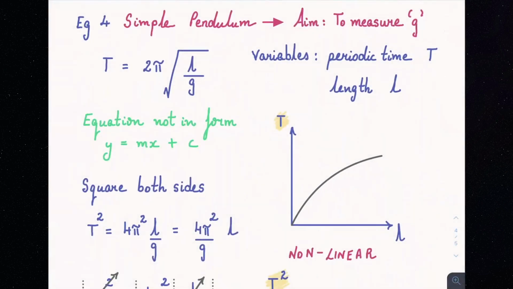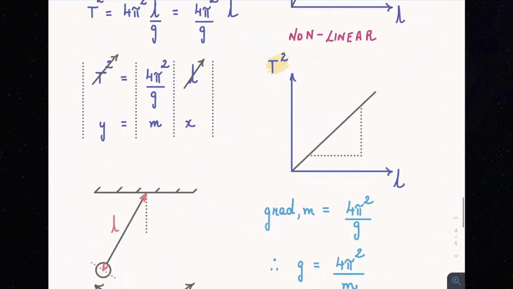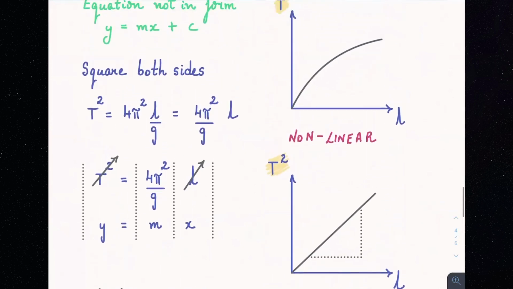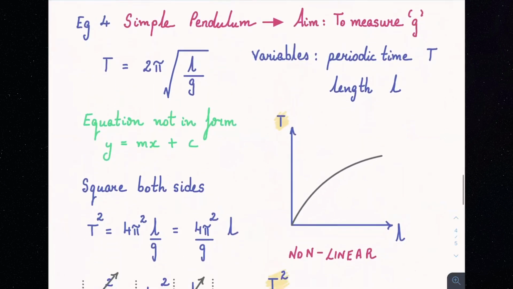In another example, we are going to measure again g, the acceleration due to gravity, but this time using a simple pendulum, as shown here. The experiment would involve changing the pendulum length, L. And for each length, we measure the periodic time, here denoted as capital T. Don't forget that periodic time means the time taken for one oscillation. So the variables here are capital T and L.